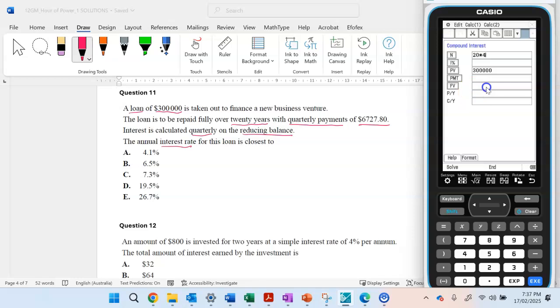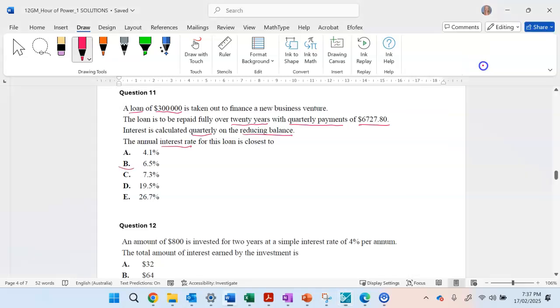And that's our payment. So because it's going back to the bank, it's got to be negative 6727.80. Future value is going to be fully repaid, so it's going to be 0. And payments per year, 4 and 4. So remember, it's asking for interest rate, so it should be the only one blank. You might be sitting there thinking, oh, but I've got future value and interest. Remember, if it's being fully repaid, your future value is 0. So your interest is 6.5%.